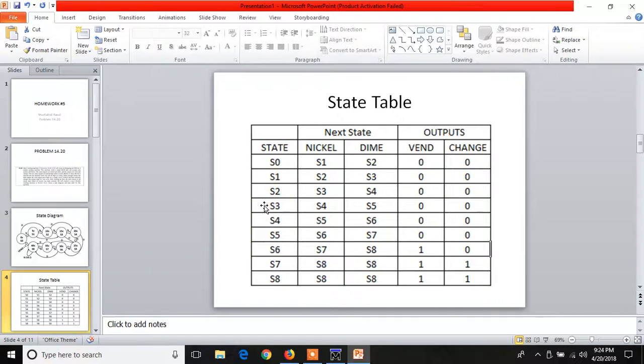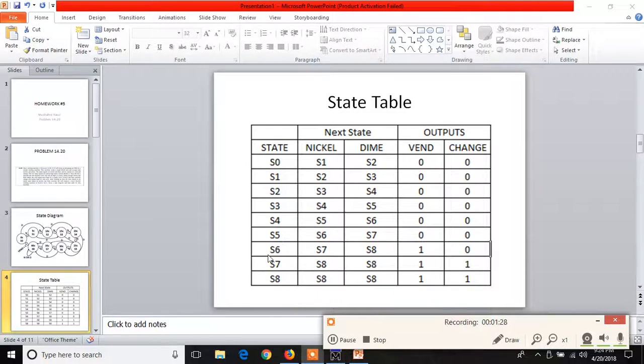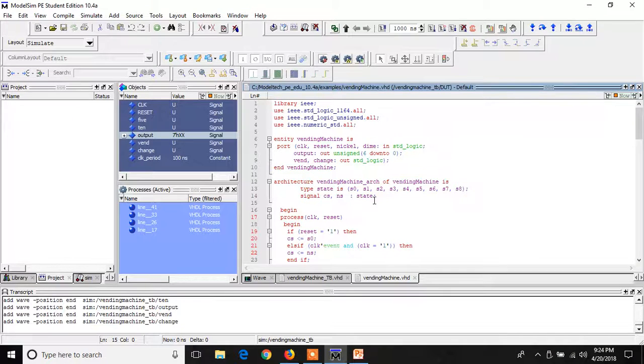Here is my state table for this. Now I'm going to show you my code for this. Here is my vending machine code. I have a clock, a reset, nickel, and dime as inputs, and an output that tells us what the amount of quarters have been inserted, and a vend and a change output.